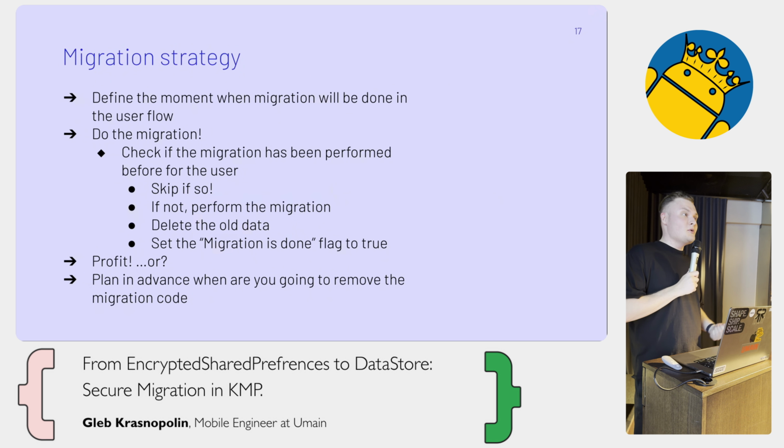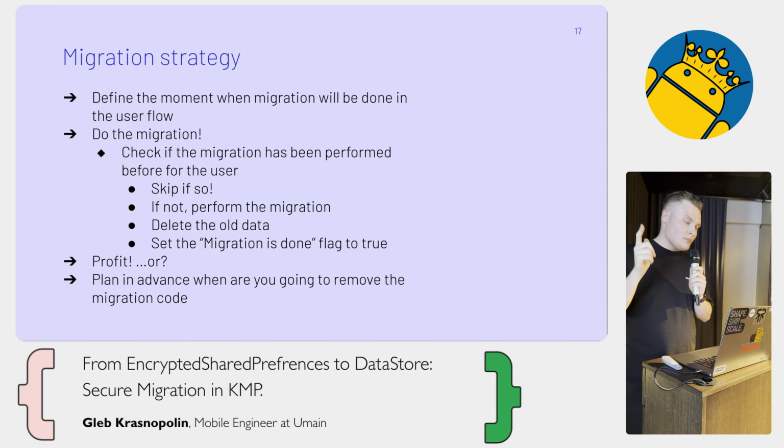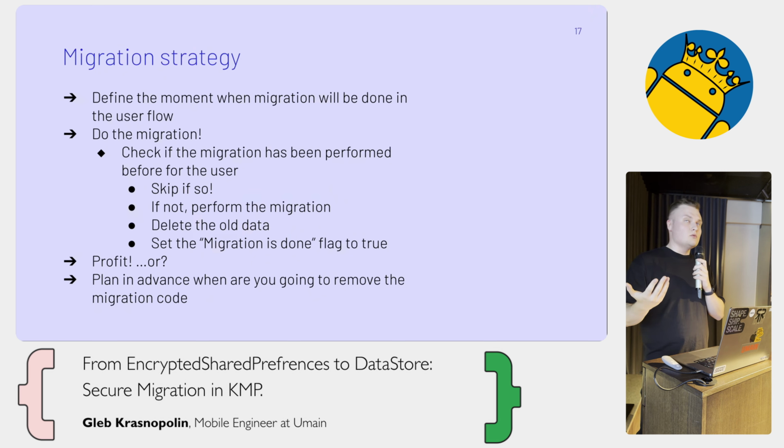So, if you're doing a migration, first of all, you need to come with a strategy, and here's ours. First of all, you need to define the moment when the migration is going to be done. And in our particular case, we decided that it's going to be initialization, because every user that installs the app or just relaunches the app will go through the initialization flow, so they will surely pass the migration. And in your case, you can do it wherever you want, but that's our approach to it.